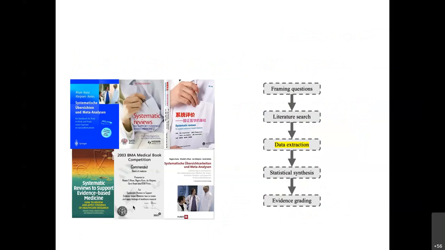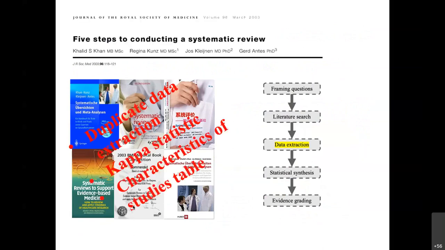So this is taking you to the next step in data extraction. We're now going to move on to what is the best way to do data extraction. Well, you should do it in duplicate. You should use some statistics to see if two people extracting the data from a paper come up with the same result. And then you can also report the characteristics of the studies in study characteristics tables.